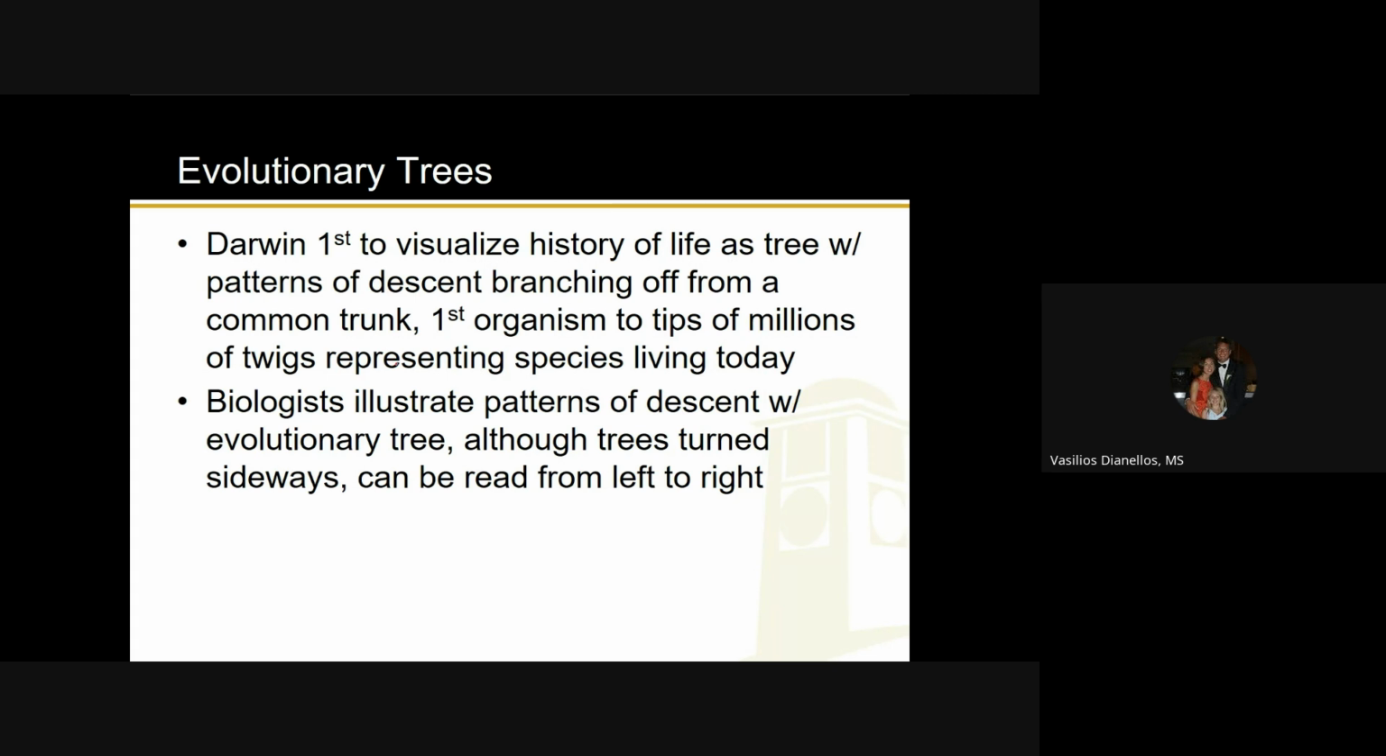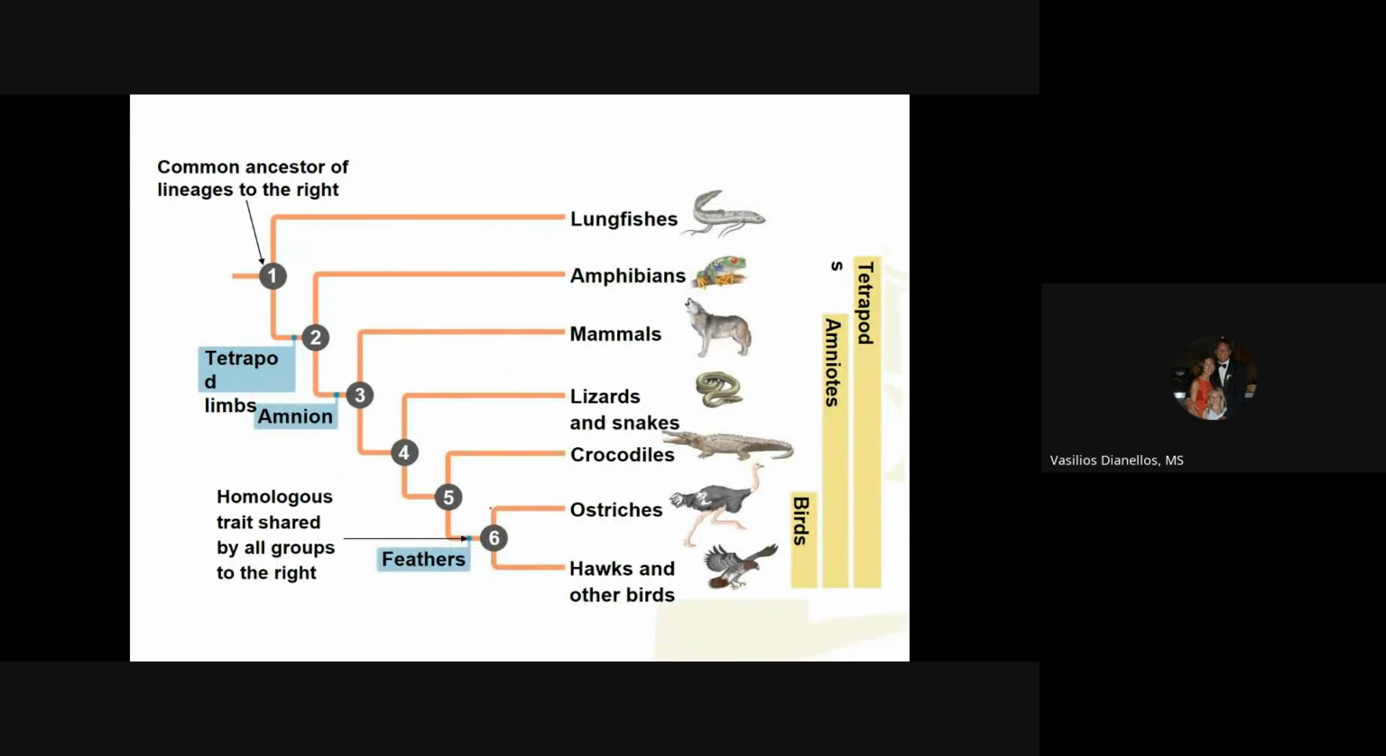Biologists still to this day illustrate patterns of descent with evolutionary trees, although the tree is usually turned sideways and read from left to right. Here's a good example from the old textbook. These are all tetrapods, I keep talking about tetrapods. You have lungfishes, which have a common ancestor way back, and that's what this number 1 means. So the common ancestor between lungfish and hawks is way back. Then you have amphibians, mammals, lizards and snakes, crocodiles, ostriches, and so on.